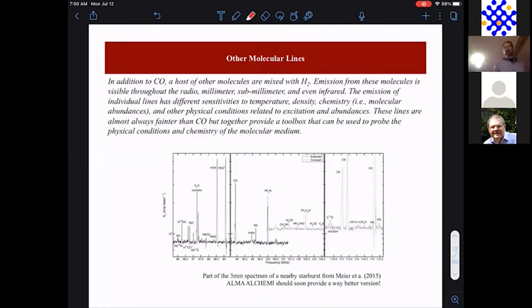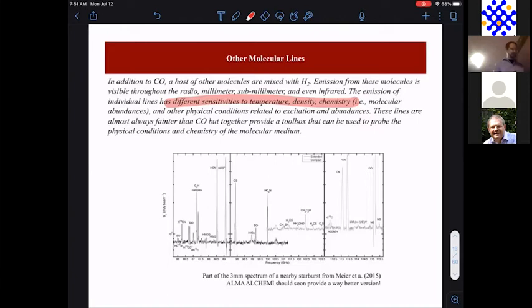Carbon monoxide's rotational lines are the brightest, but hardly the only molecular lines that we have access to. There's a whole host of other molecules mixed with H2. And you can observe these molecular lines via spectroscopy running all the way from the radio up to the infrared part of the spectrum. The key thing here is that the individual lines that we see have different sensitivities to temperature, density, and chemistry. And so similar to what you get out of optical spectroscopy, by contrasting the brightnesses of different molecular lines, you can get a handle on physical conditions, abundances of different species, excitation, density, these kinds of things.